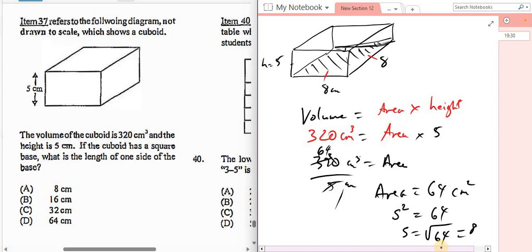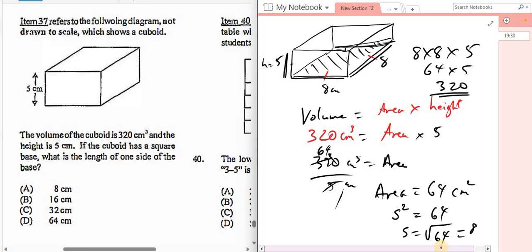Let's find the volume actually. 8 times 8 is 64, right? That's length times width times height. So 8 times 8 times 5. 8, 8, 64. And 64 times 5 will give us back the 320.